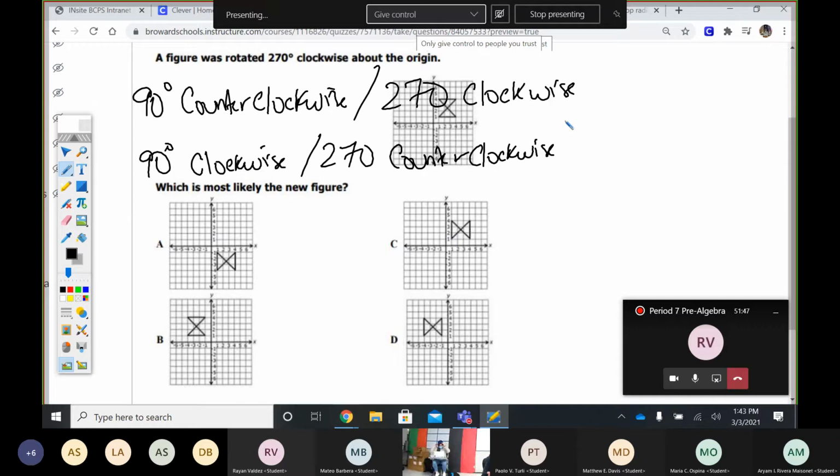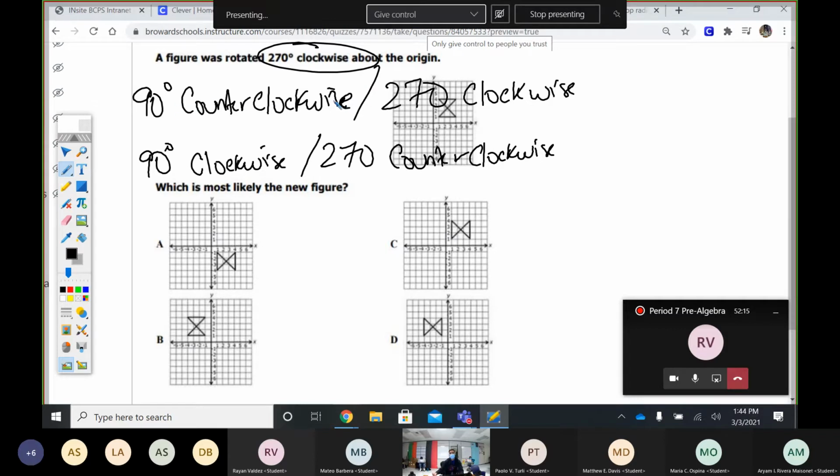If they're telling you to do a 270 clockwise rule, which one are you applying? Because I don't have a 270 clockwise rule. I have a 90 counter, I have a 90 clock, and a 180. So which one am I applying? If I'm doing a 270 clockwise, which one am I really applying? 90 clockwise. It says it right next to it.